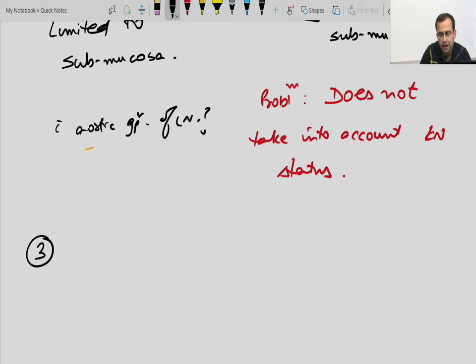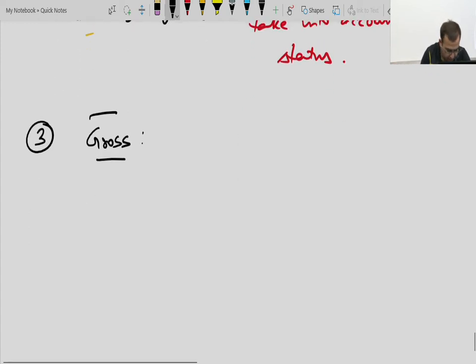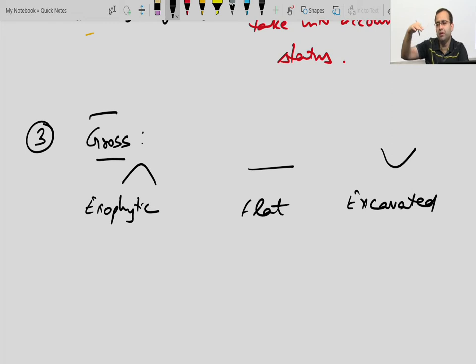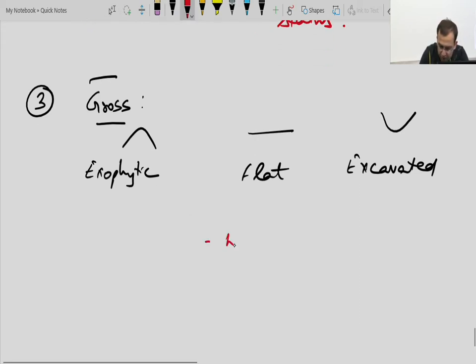The third way to classify gastric adenocarcinomas is grossly. I can divide it into three types, which are exophytic, that is it goes up, flat, and excavated. These are the only three things that can happen. It will go up, remain flat, or go down. Exophytic, flat, excavated. Worst prognosis, flat type.